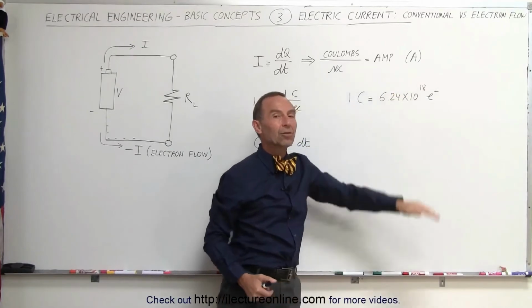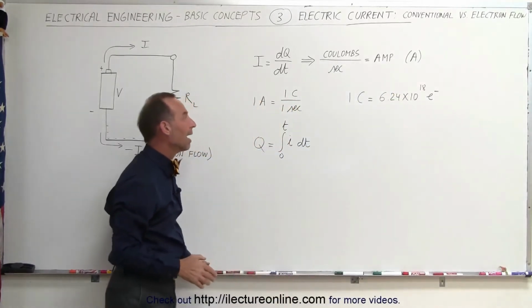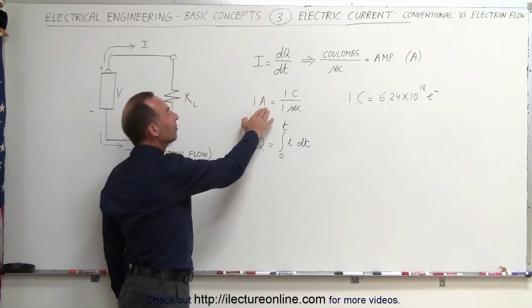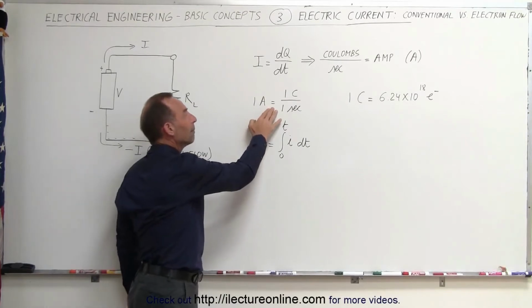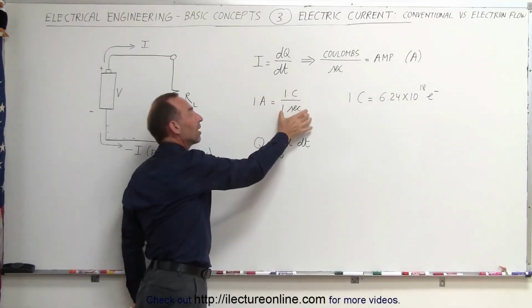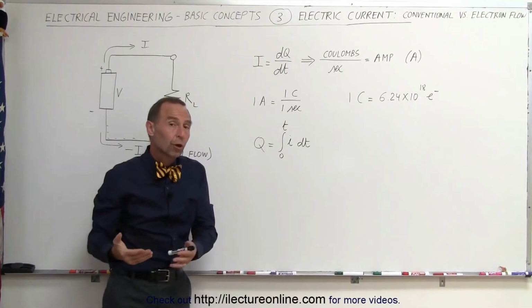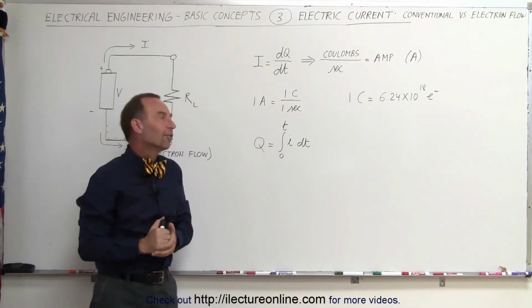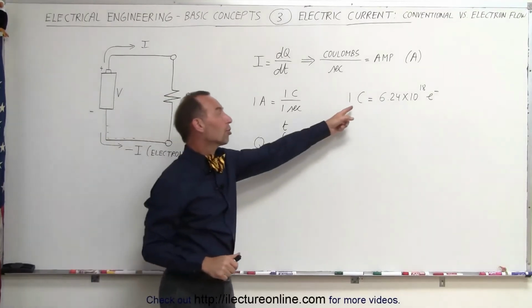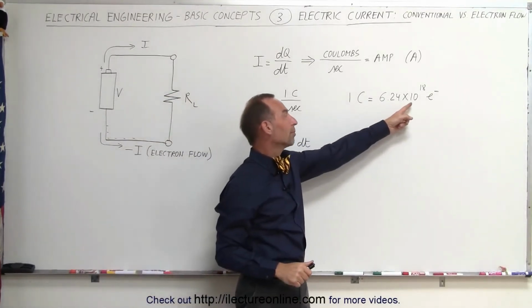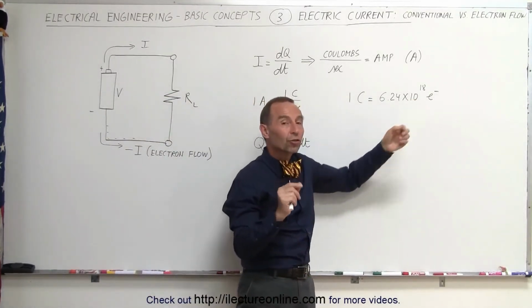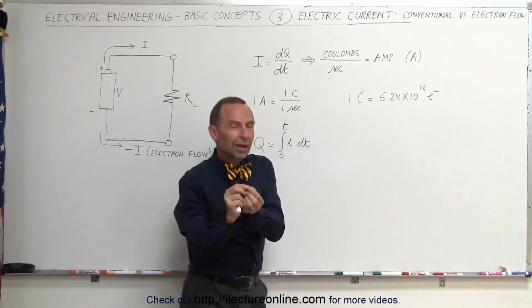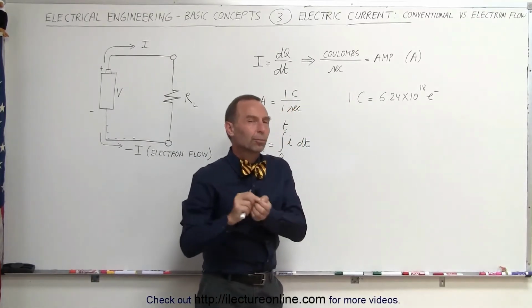We use the symbol A to indicate the amount of current that we have. 1 amp is defined by the ratio of 1 coulomb per second. When we have a current flow of 1 amp, we know that 1 coulomb of charge is passing that point every single second. A coulomb of charge is equal to 6.24 times 10 to the 18th unit charges. The unit charge is, of course, the charge on a single electron or a single proton.